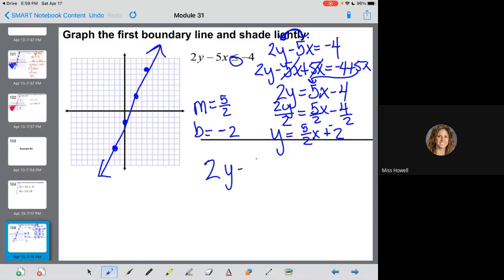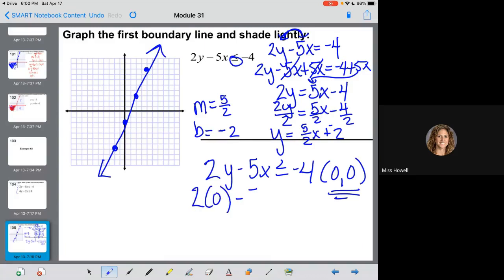0, 0 is not on our line, so I'm going to go ahead and use that one. Remember, the rule is if this point works, I color it. All right, and for right now, I'm going to put little X's there because it might not be the total region we end up shading, because for the system problem, we have to find where they overlap.